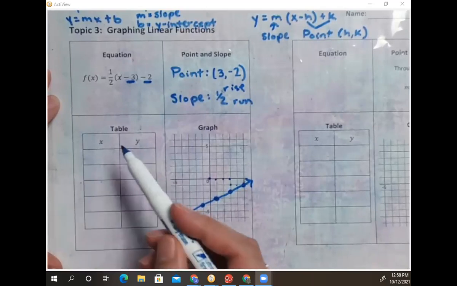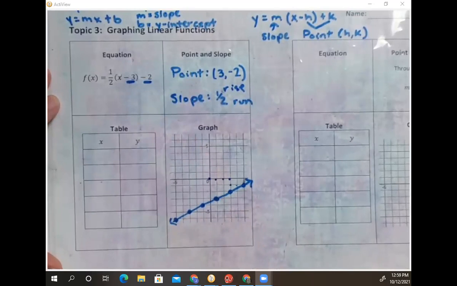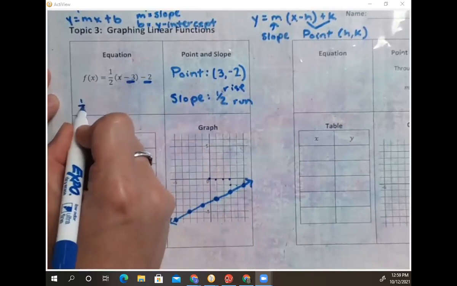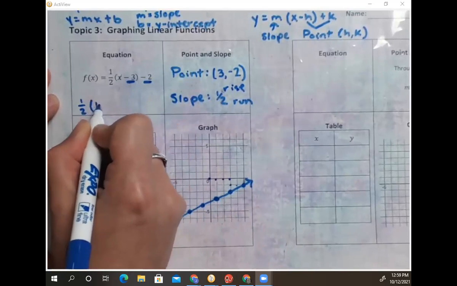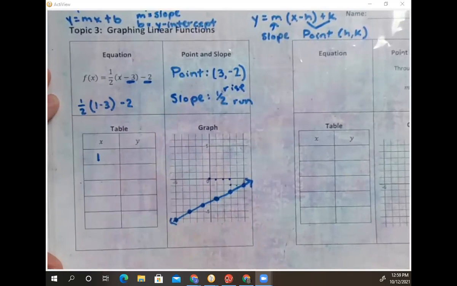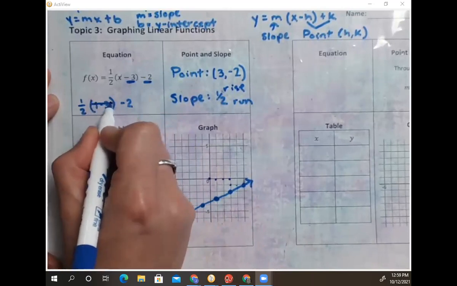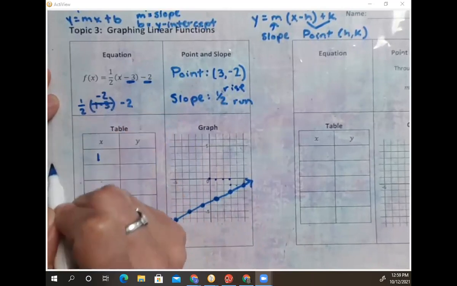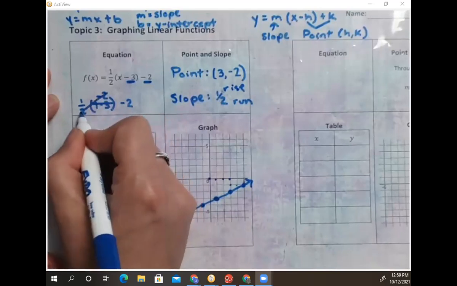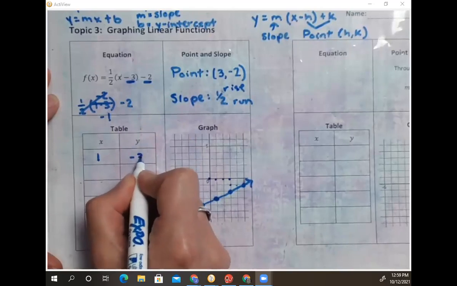So remember, when we make a table, that's where we pick some values for x and then we plug them into the function and simplify to get y. So let's say I pick 1 as a value for x. That means I'm going to plug 1 into my function. So this would be 1/2 times (1 minus 3) minus 2. And then simplify using order of operations. I'm going to start inside parentheses. 1 minus 3 is -2. And then half of -2 is -1. -1 minus 2 would be -3.